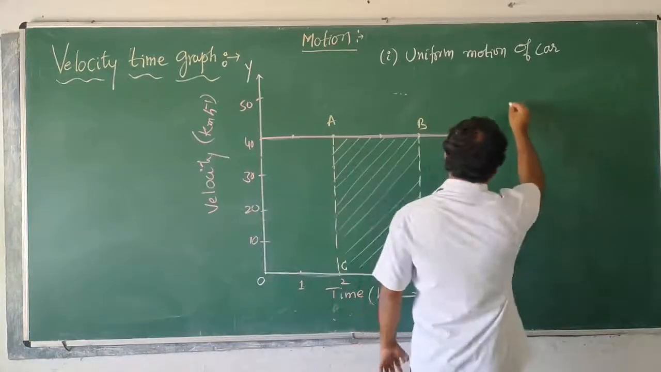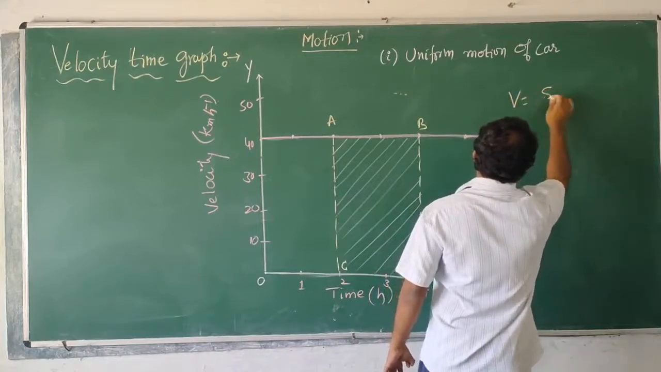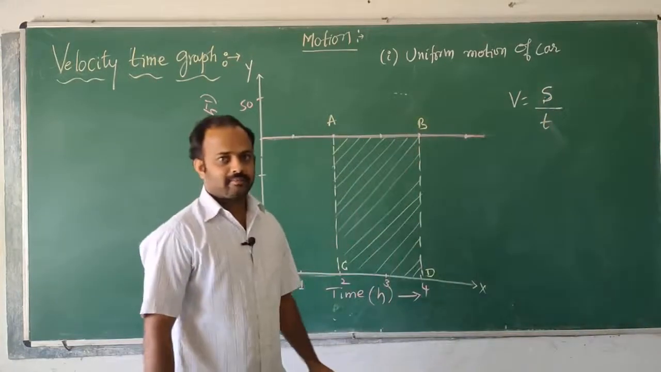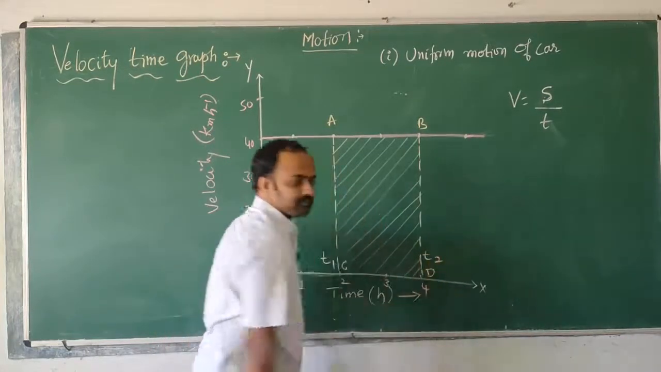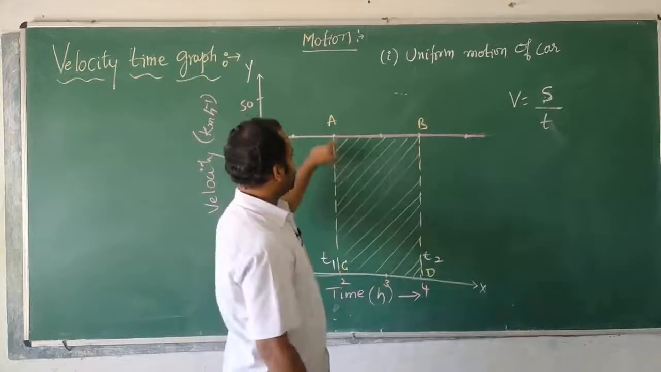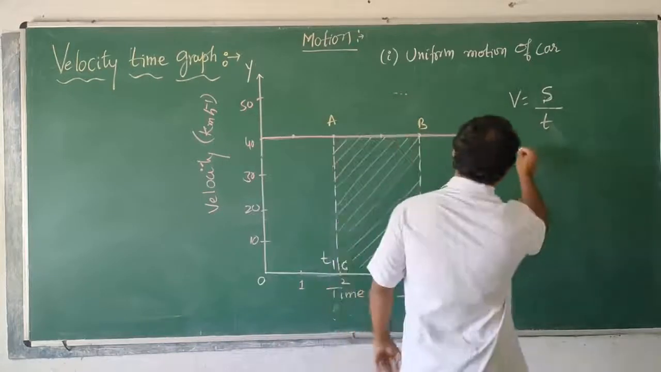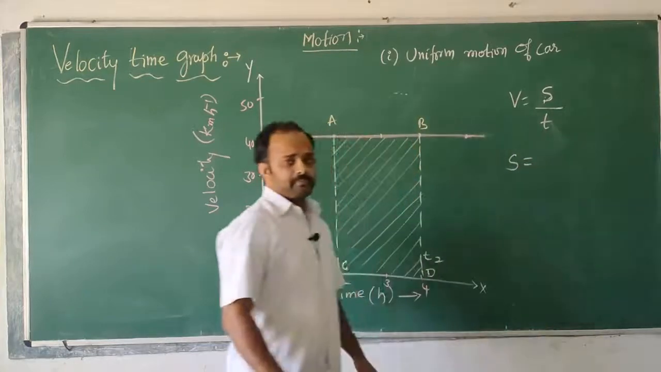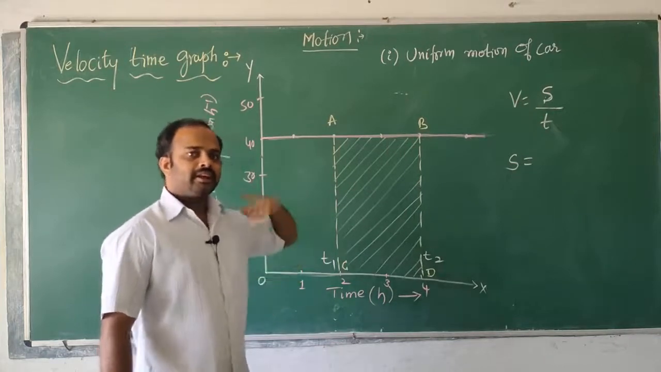Now what we have is velocity equal to distance S divided by time taken T. Here this is time 1 and this is time 2. Now this is velocity 1, velocity 2, whatever you take, v1, v2. But what do we want? We want S. S equal to velocity into time.